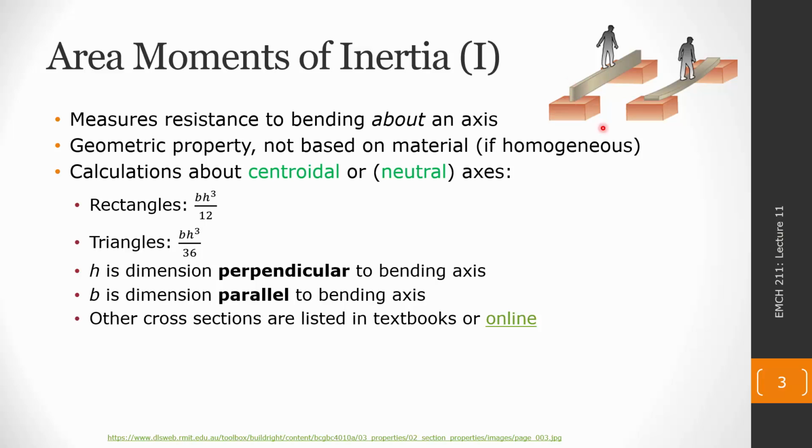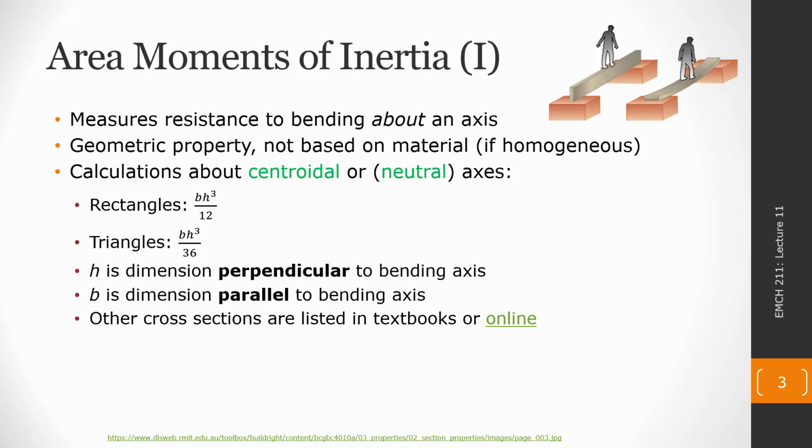When we go into the right picture, we are still bending it around the x-axis, or the horizontal axis, but now the cube dimension is much smaller than the dimension that is horizontal, the linear dimension. So that's why the left picture is going to have a larger area moment of inertia calculation than the right. Because it depends on the orientation, it depends about which axis we are doing the bending.